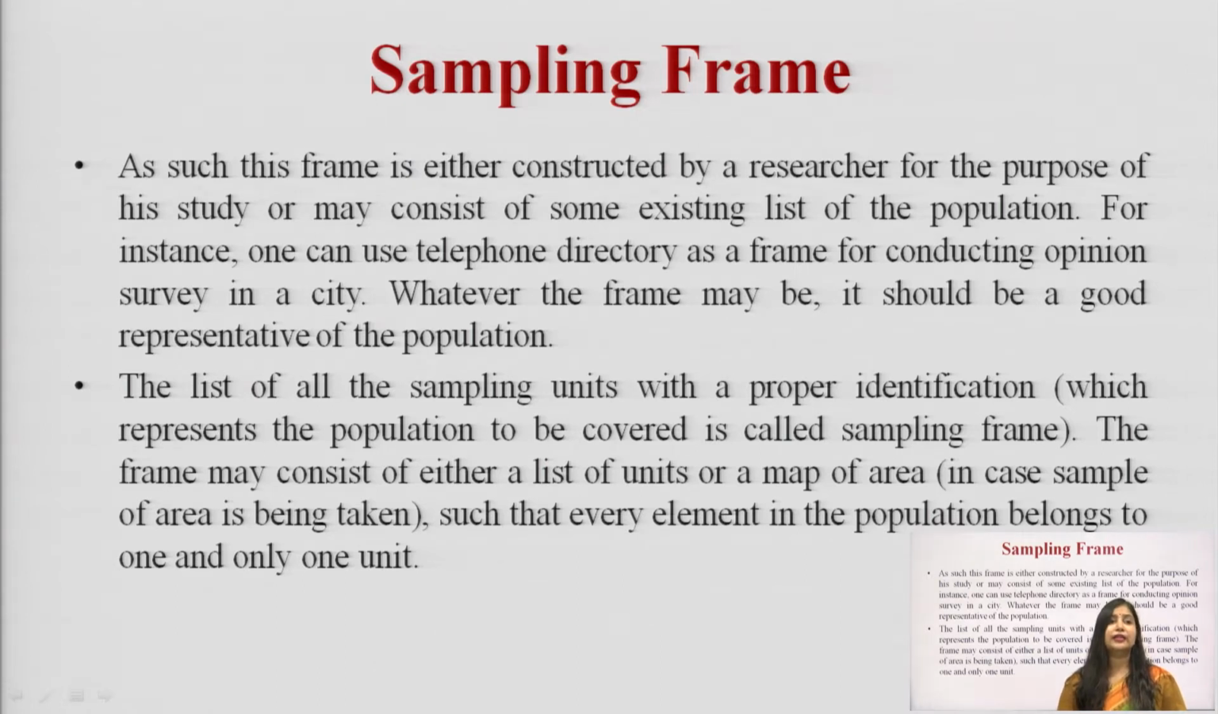The list of all sampling units with proper identification which represents the population to be covered is basically called your sampling frame. The sampling frame consists of either the list of units or the map of the area. In the case of area sampling, where a sample area is taken, take an example: if we want to conduct a study on customer satisfaction of Vivo mobile phones and you focus on a particular state, then that will be the area.